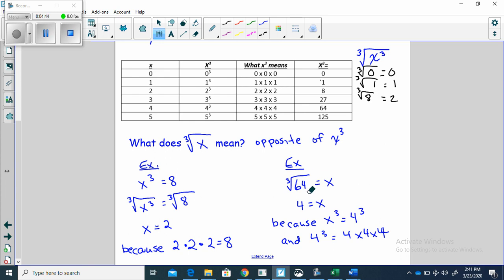How about the cube root of 64? If the cube root of 64 is equal to x, then x is going to be 4. Why? Because x to the 3rd power, 4 to the 3rd power, is 4 times 4 times 4. And that gives you 64.